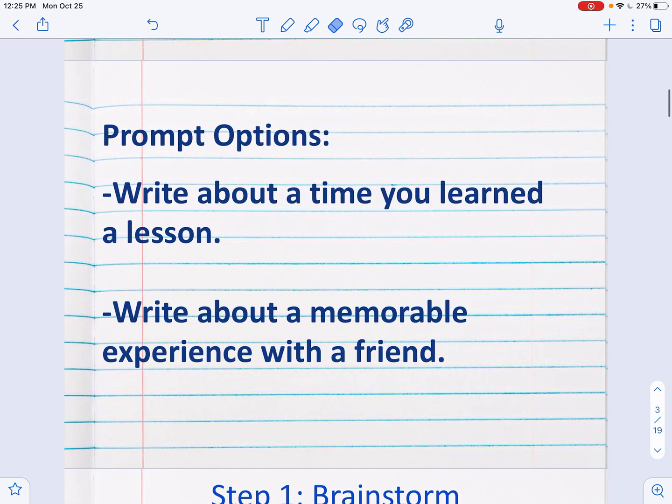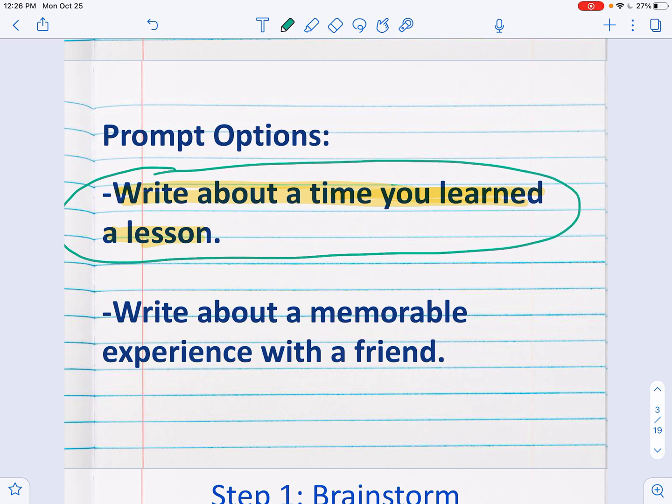We have 2 prompt options for this assignment. Write about a time you learned a lesson, or write about a memorable experience with a friend. So at this moment, you are choosing one of these prompts to write about. If you want to pause the video so you can think about it, you may, and then continue where you left off. I am going to choose the first prompt. Write about a time you learned a lesson. Once you've chosen your prompt, make sure that you highlight or circle which one so that I know which prompt you're answering.